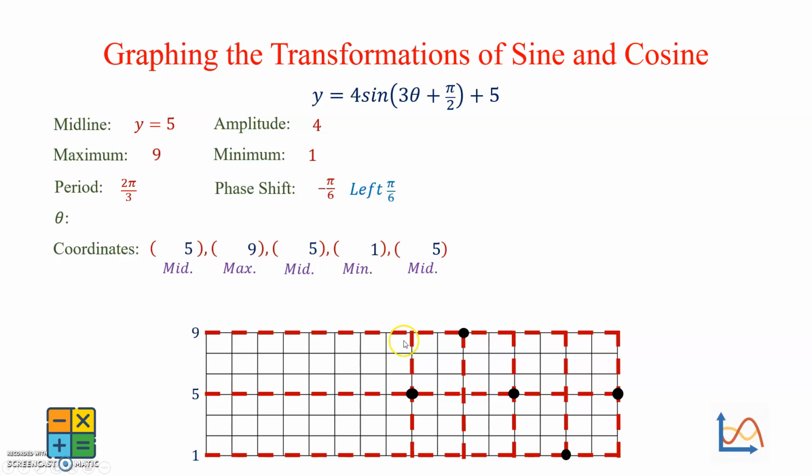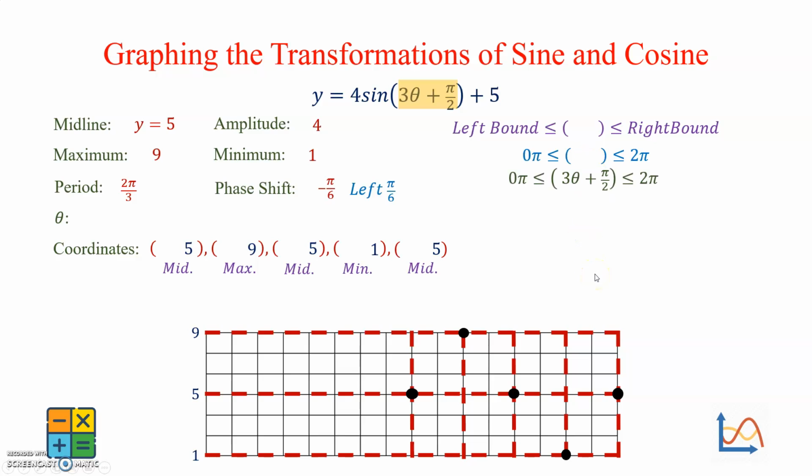To find these values, we put our entire focus on what's inside the parentheses. These are the values that will assist us. There is a generic equation or format we will take. The generic format will be left bound is less than or equal to whatever's inside the parentheses, less than or equal to right bound. Specifically, because this is sine, the original left bound started at 0 pi, and it originally ended at 2 pi. And when we substitute what's inside the parentheses, this is the inequality we get.